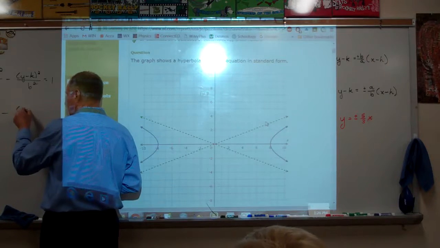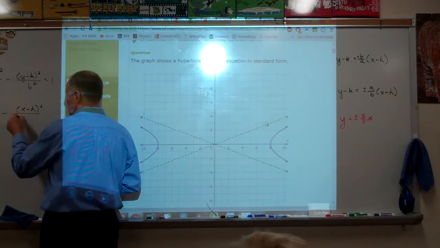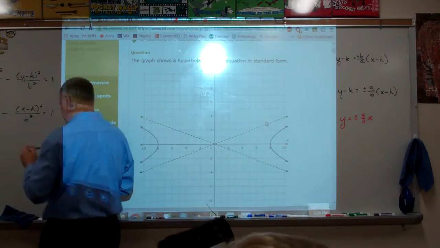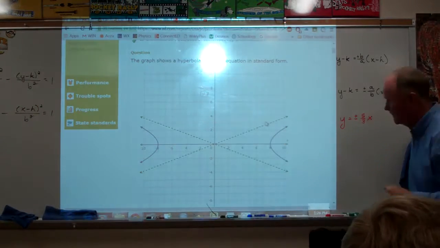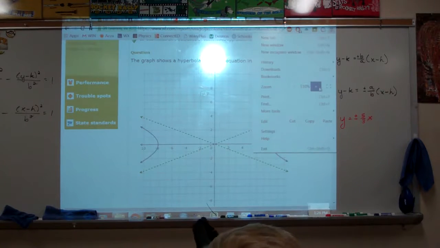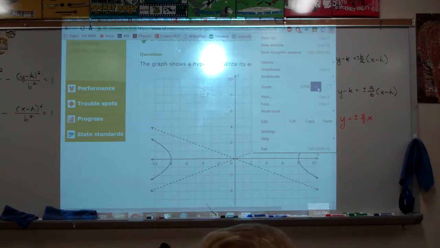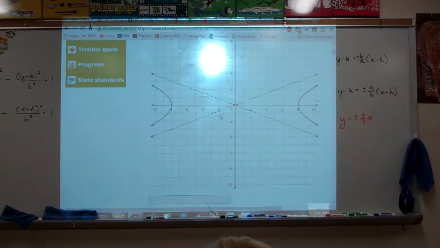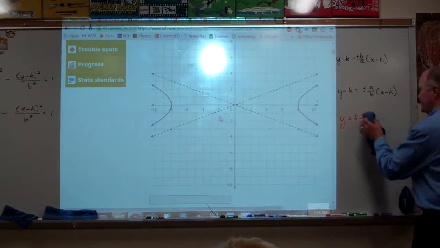The graph shows a hyperbola. No, it does. Refresh it. The graph shows a hyperbola. Do I just hit enter or what? Refresh it. Oh, you're at 0, so you don't have to worry about it. Oh boy. Okay, here's what we got.